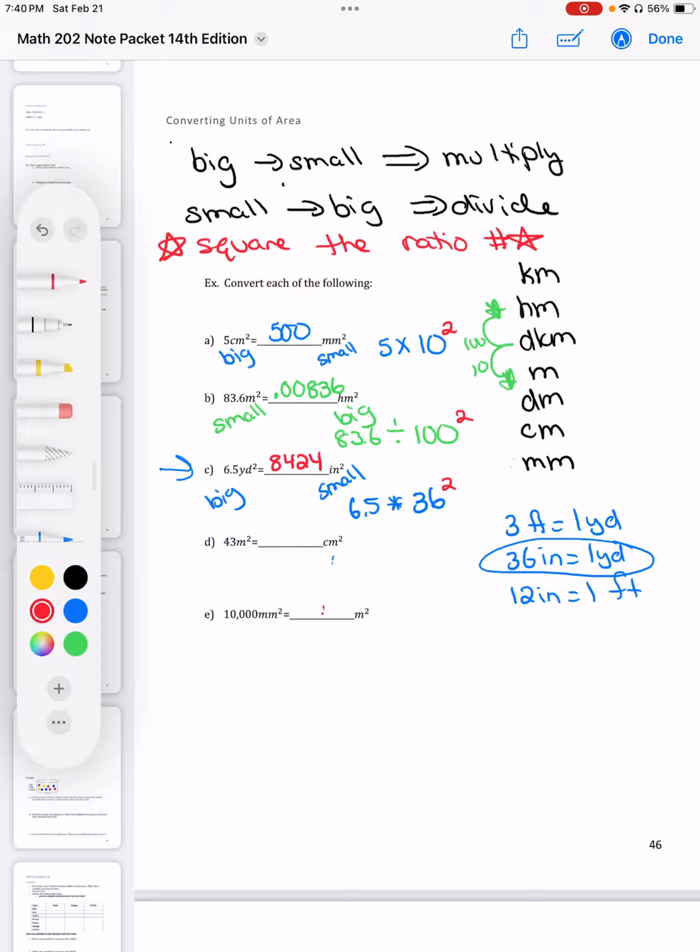All right, so what I want you to do is pause the video and see if you can get these last two. They're going back to the metric system. So I think those are a little bit easier. So pause the video and see if you can get these last two, and then we'll come back and see how you did.